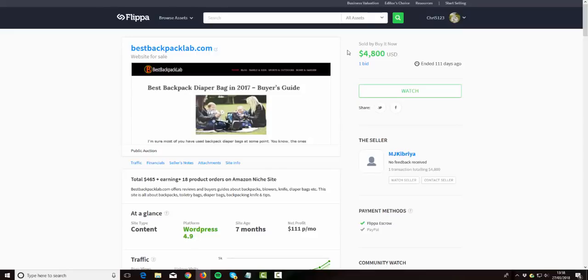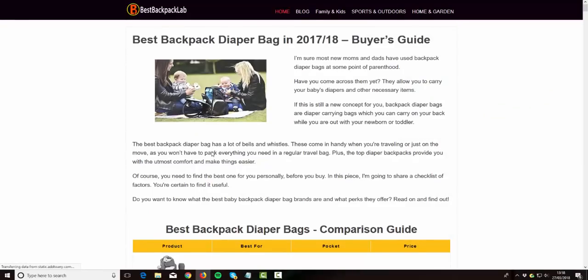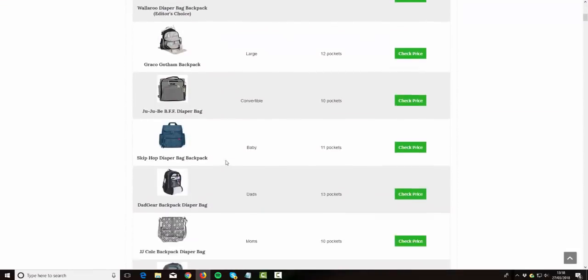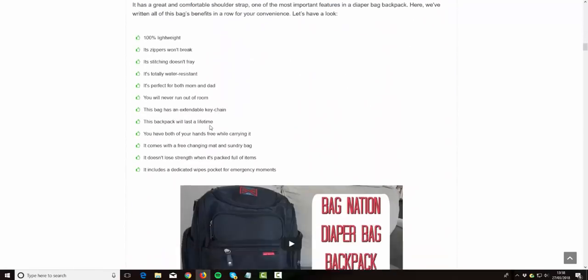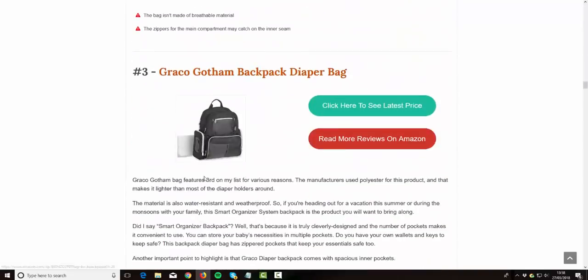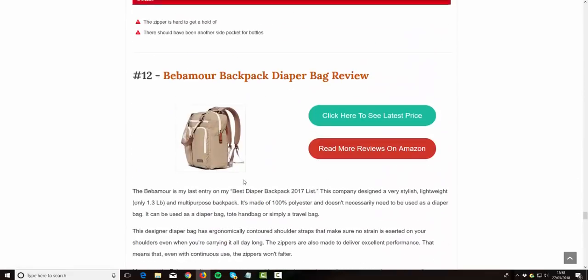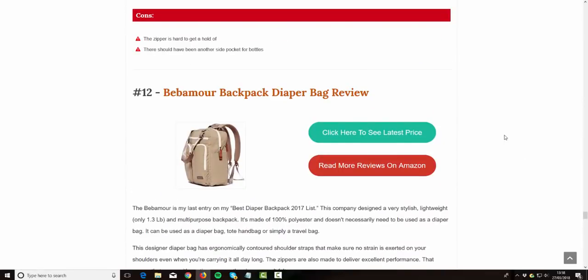We're looking here on Flipper at sites that have actually sold. This one is a 7-month-old site. $111 monthly profit, sold for $4,800. When we go and look at the site to keep pushing the point, it's a proper site, okay? Not a scraped site or anything. There's real content there. A big chart list of all the best diaper bag backpacks, okay? And I'll tell you something in a minute. I don't want to make this video too long.